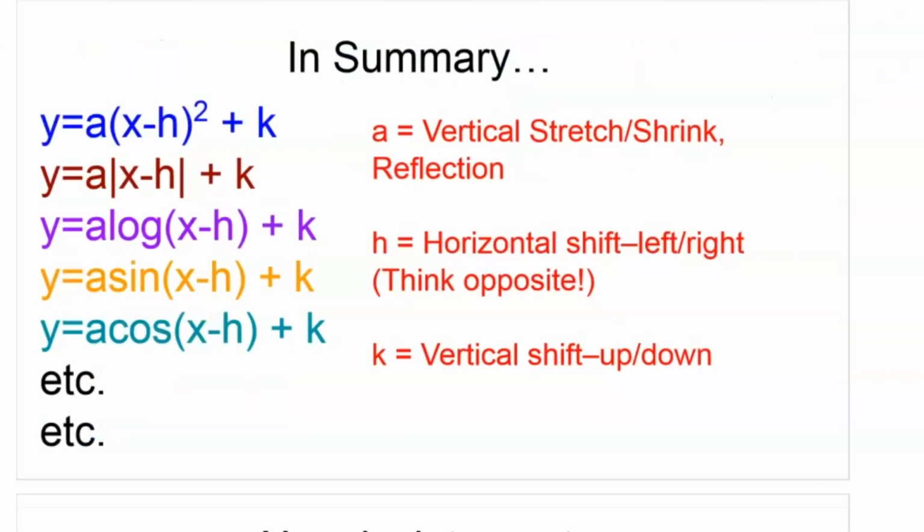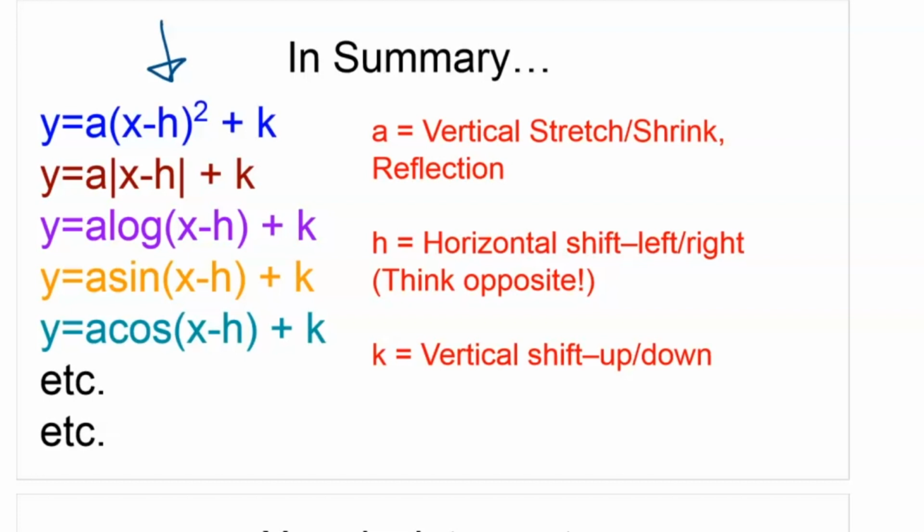In summary, I gave you a list of equations over here on the left side because I want you to understand that these transformations work all across the board, any type of equation. So some of these we didn't look at today, but the transformations still work the same way. So I have a quadratic, I have an absolute value, and then I have a logarithm, a sine function, a cosine function, etc., because these transformations work the same way for all types of equations, which is pretty cool. So once you have these down, it can help you with any type of equation that you're graphing.